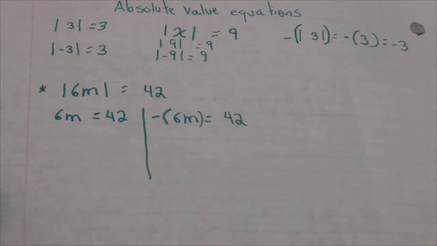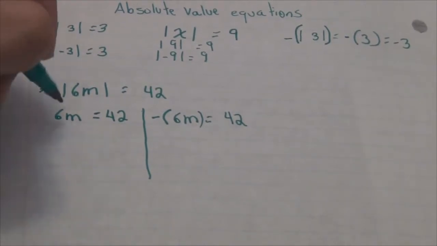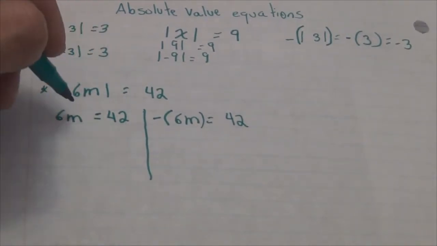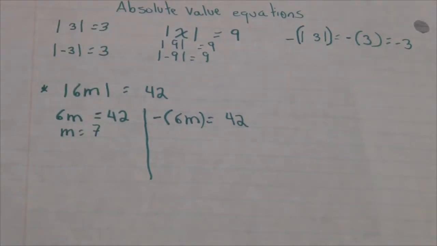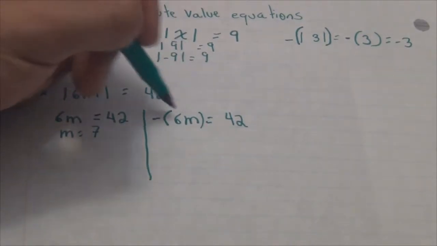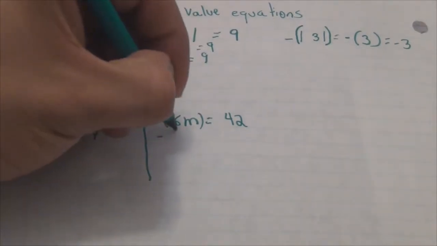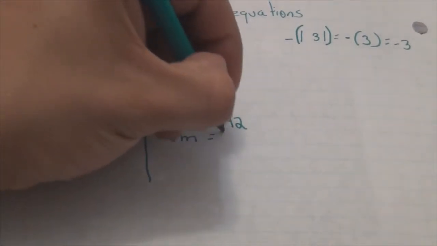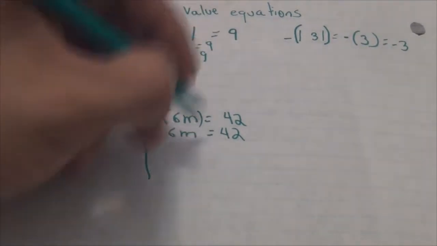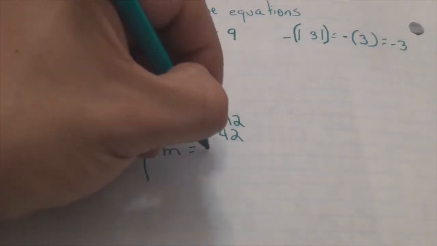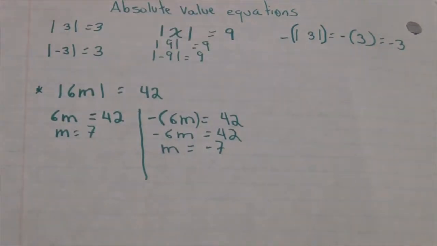So now let's solve the two cases. We divide by 6 because you already know how to solve regular equations. So m becomes 7. Now here you have to distribute the negative, so in reality you have -6m equaling 42. Now we divide by -6 and we get m equals -7.